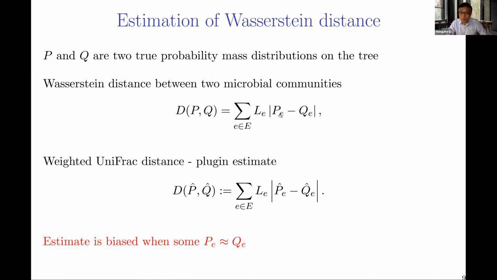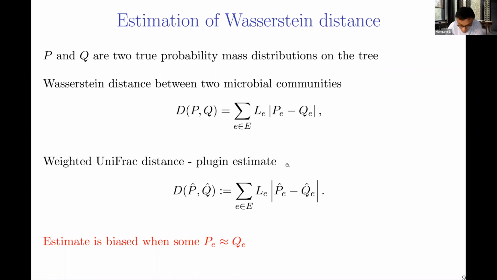So a simple idea would be to replace the PE, the probability mass under the subtree of the branch E, by my empirical distribution of the sequencing reads. And you just plug this in. This is a natural estimate of this true Wasserstein distance.